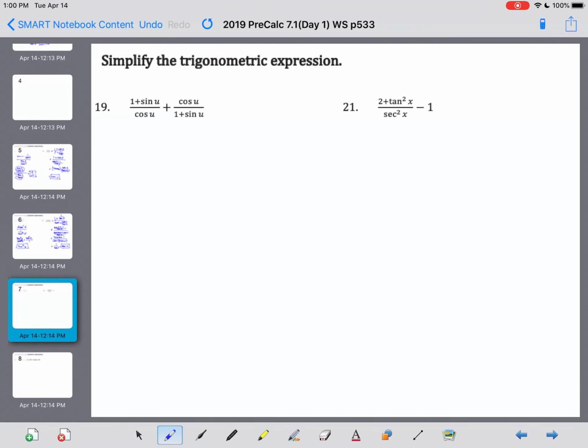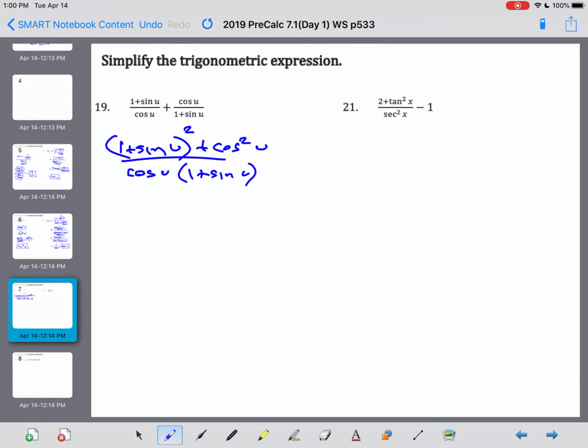Continue with 19. If I go ahead here and let's just get a common denominator right off the bat. So it's going to be cosine u times 1 plus sine u. That means over here I get 1 plus sine u squared, and over here I'm going to get cosine squared u.